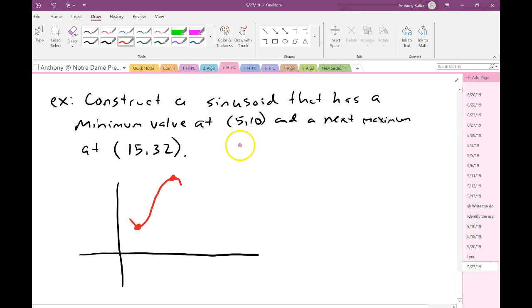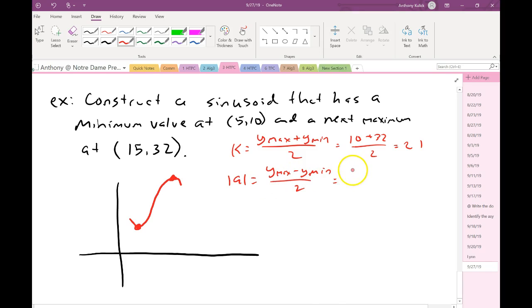Okay. So I can calculate k, because to calculate k I need the y max and the y min, which I have. I can calculate the absolute value of a because, again, I need just the y max and y min to do that. Okay with that. To find c, I need to figure out the period.